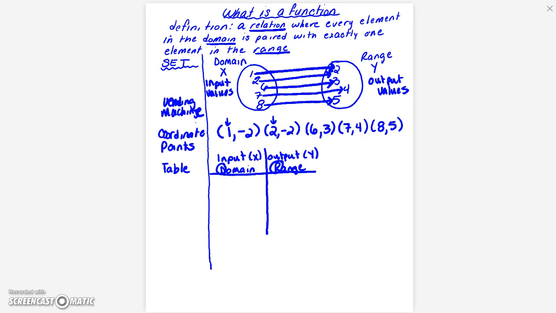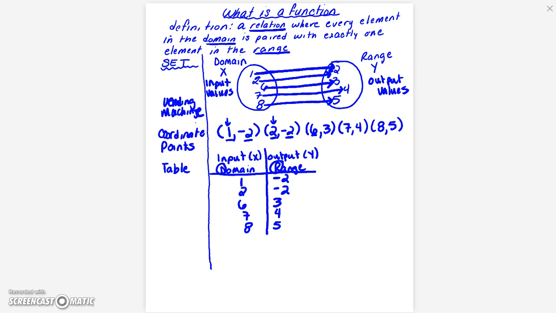So we just take our coordinate points and put them in. If we input 1, our output is -2. If we input 2, our output is also -2. We bought Cheez-Its twice, that's fine. If we input 6, our output is 3. If we input 7, our output is 4. And if we input 8, our output is 5.